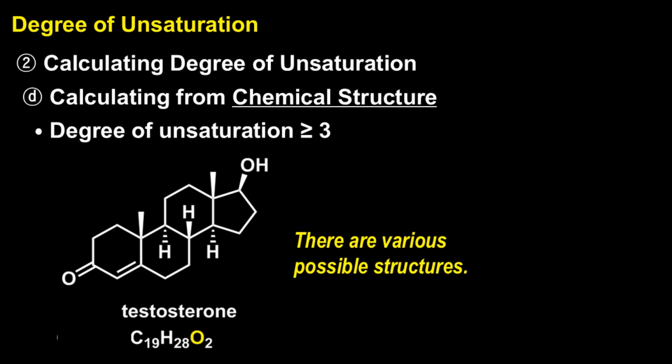Finally, here's an example where the degree of unsaturation is greater than or equal to 3. This is testosterone, a complex molecule with multiple rings and double bonds. Just by looking at the DU, we can tell this molecule has several elements of unsaturation. But when the DU gets this high, there are many possible combinations of rings and pi bonds, so we'll need more information or the full structure to figure out the exact details.